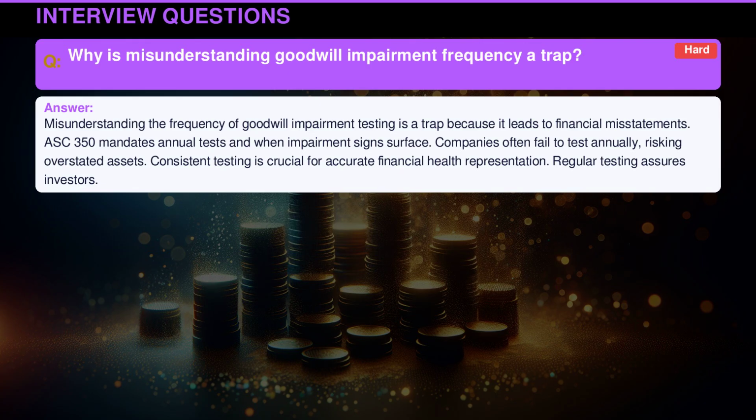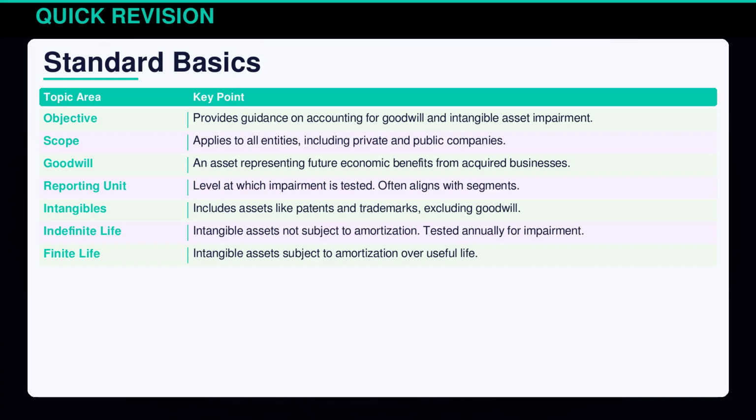Misunderstanding the frequency of goodwill impairment testing is a trap because it leads to financial misstatements. ASC 350 mandates annual tests, and when impairment signs surface, companies often fail to test annually, risking overstated assets. Consistent testing is crucial for accurate financial health representation. Regular testing assures investors.